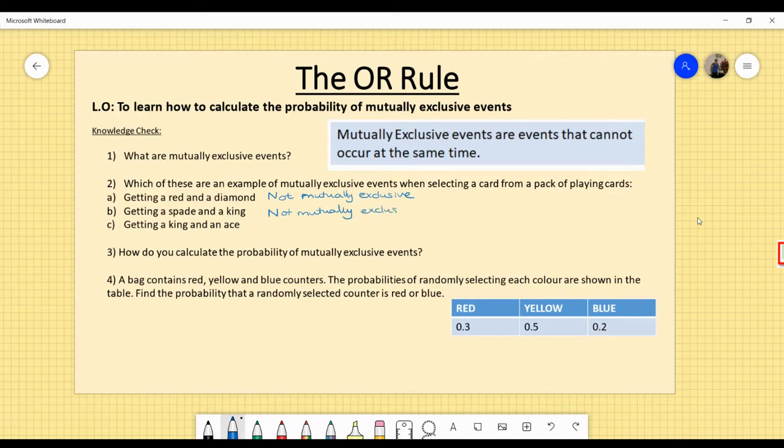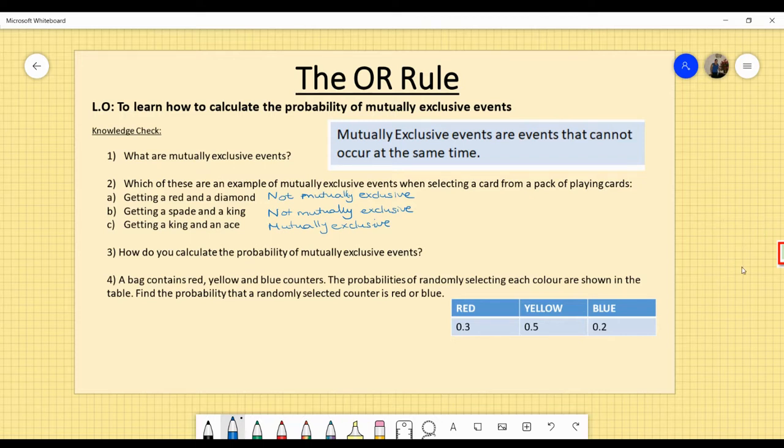And if we have a look at part C, so can we get a king and an ace at the same time? No, so a king and an ace are two very different types of cards, regardless of their colour, so they cannot happen at the same time, and therefore these two are mutually exclusive. So that gives you an example of two things that can't happen at the same time and therefore are mutually exclusive. So it also says, how do you calculate the probability of mutually exclusive events?